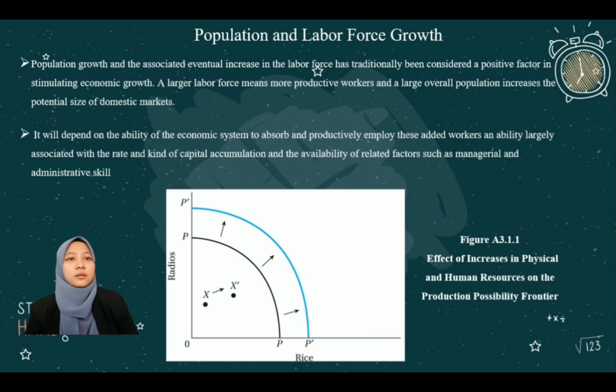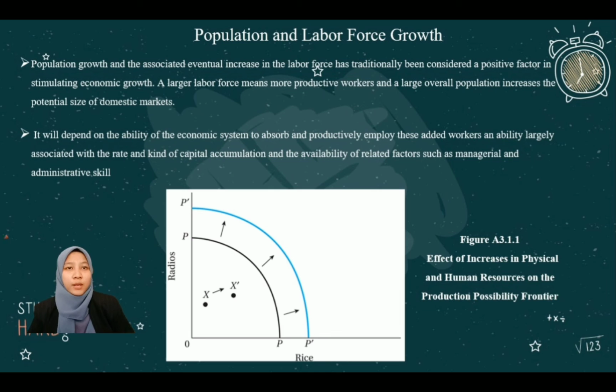domestic market. It will depend on the ability of the economic system to absorb and productively employ these added workers, an ability largely associated with the rate and kind of capital accumulation and the availability of related factors such as managerial and administrative skills. Given an initial understanding of the first two fundamental components of economic growth, let's see how they interact via the production possibility curve to expand society's potential total output of all goods.